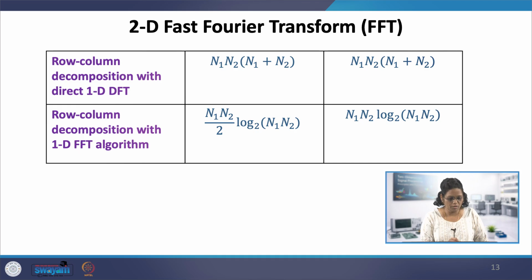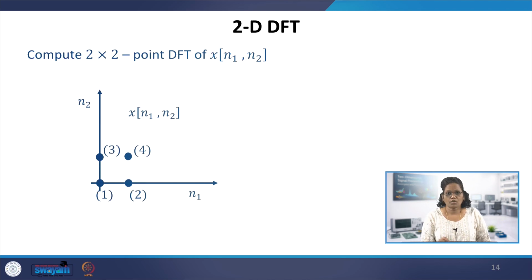For the row-column decomposition using 1D FFT, that is 1D row-wise FFT and 1D column-wise FFT, with either the DIT or DIF algorithm, the multiplications are n1 n2 by 2 log base 2 of n1 n2, and n1 n2 log base 2 of n1 n2. So the count remains mostly the same here as well. This is a big saving in computational complexity using row-wise and column-wise computation instead of direct computation. Now let's see how to perform this 2D DFT that we have learned, through row-wise and column-wise.